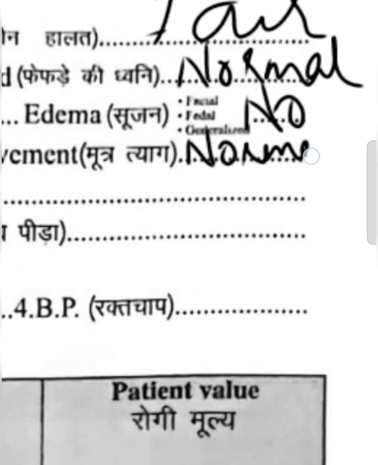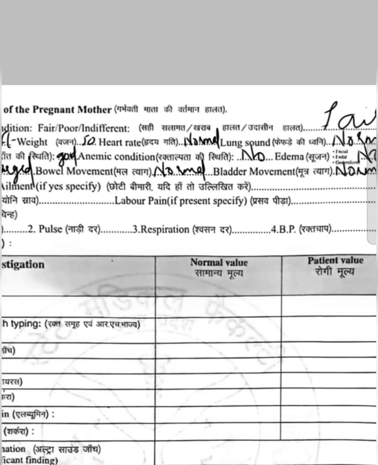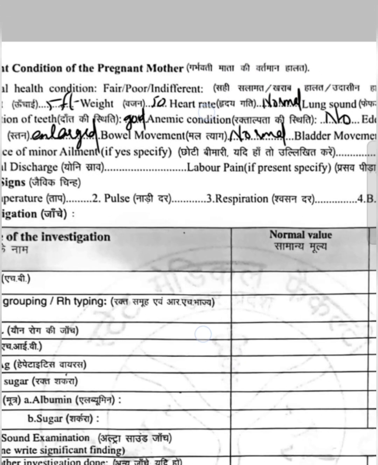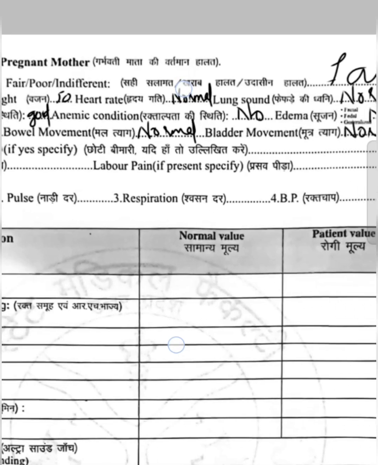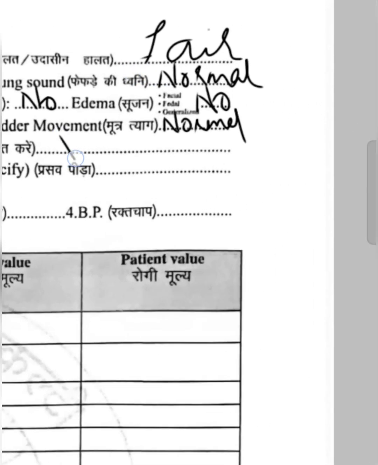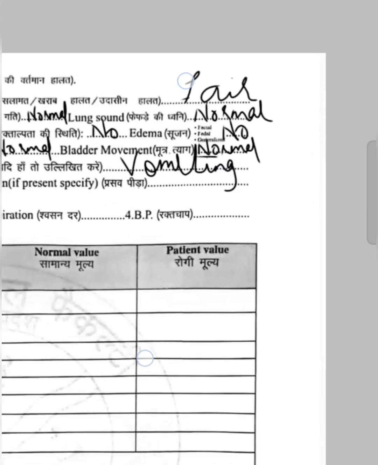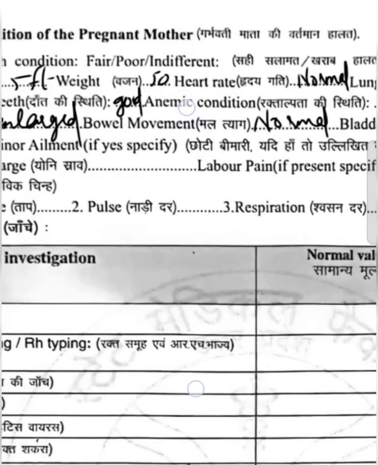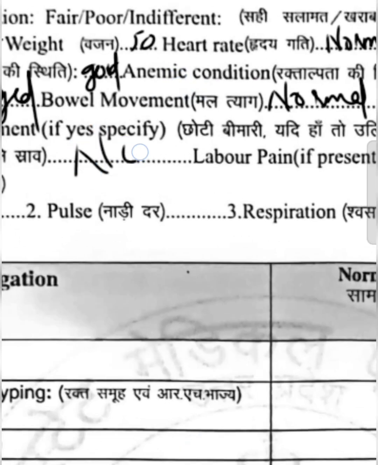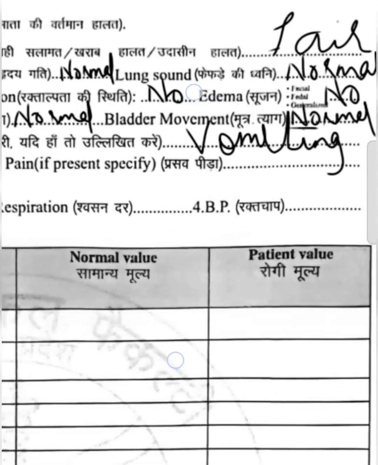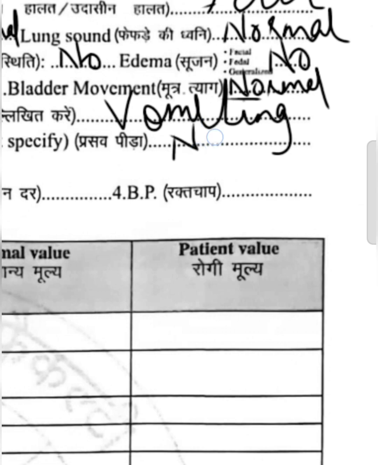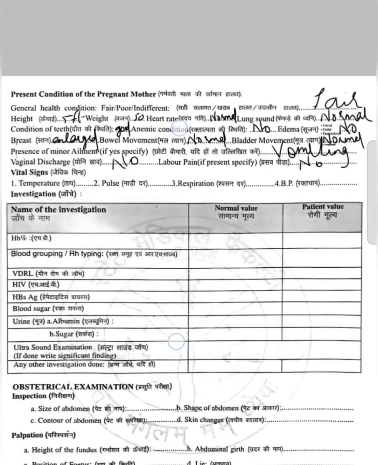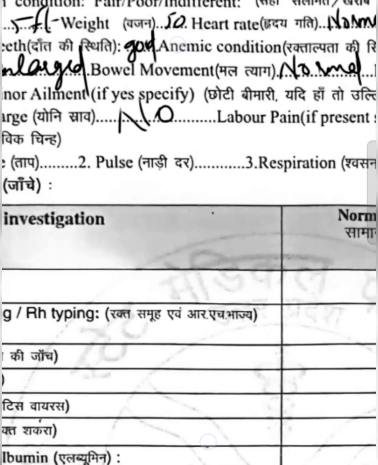Nothing significant is there. Next, presence of minor disorders, if yes, specify. So here I am going to write vomiting because our mother is having vomiting. Next one is vaginal discharge, no any other vaginal discharges, so that's why I am writing no. Next is labor pain, no, nothing is there. She is only having 24th week of gestation, so there is no any other labor pain.